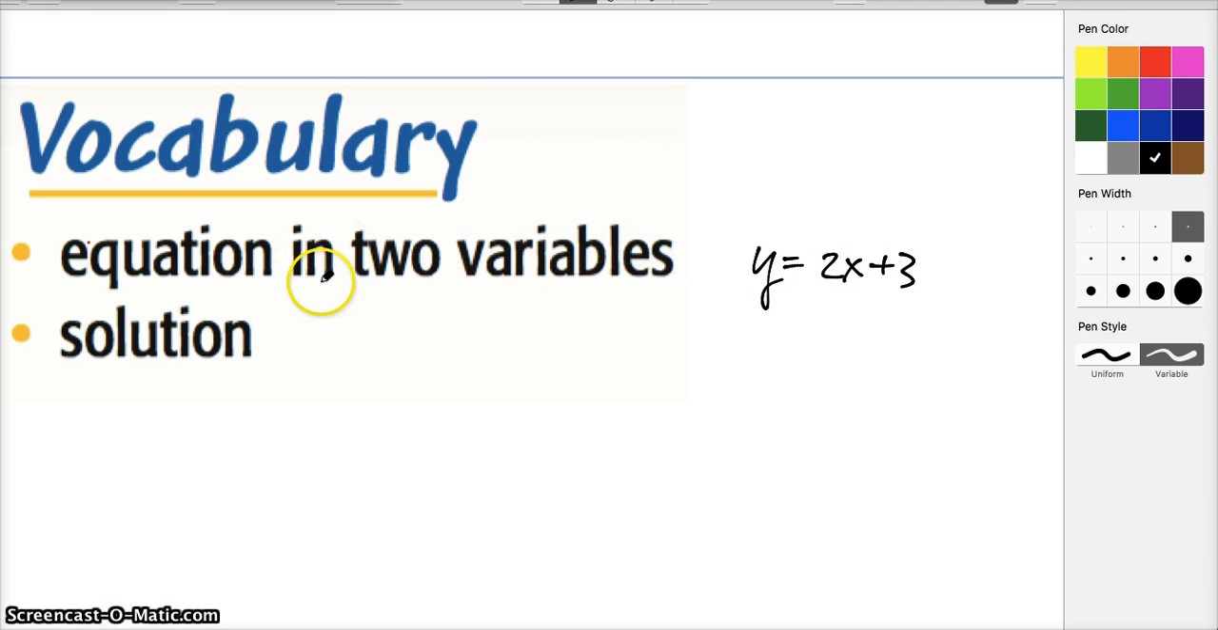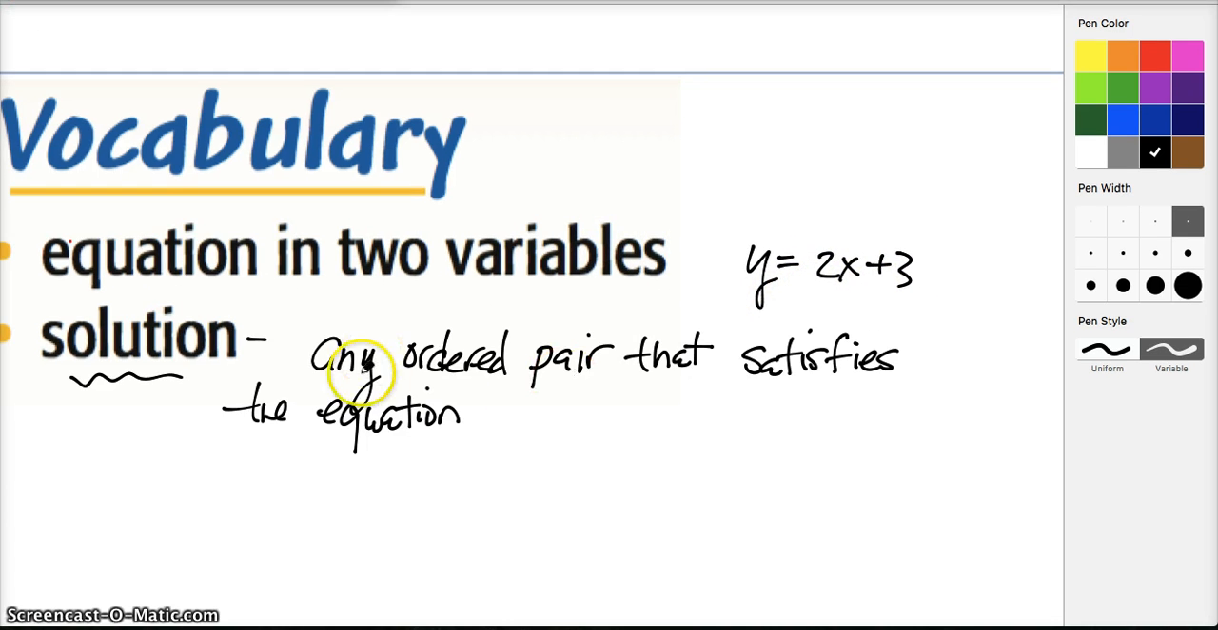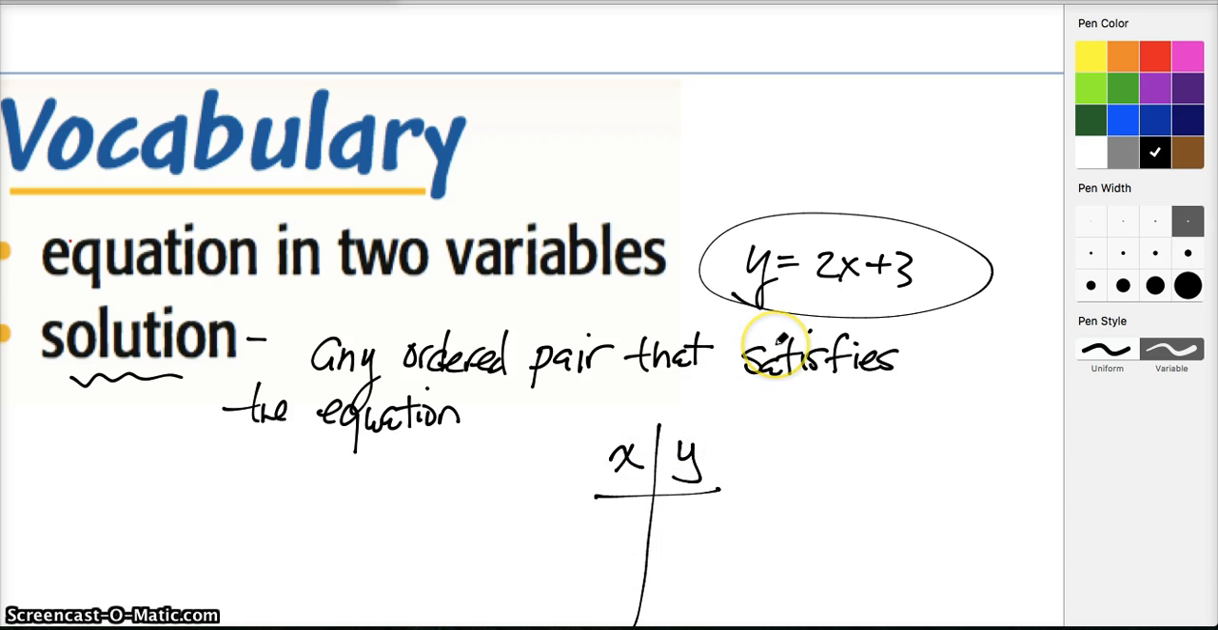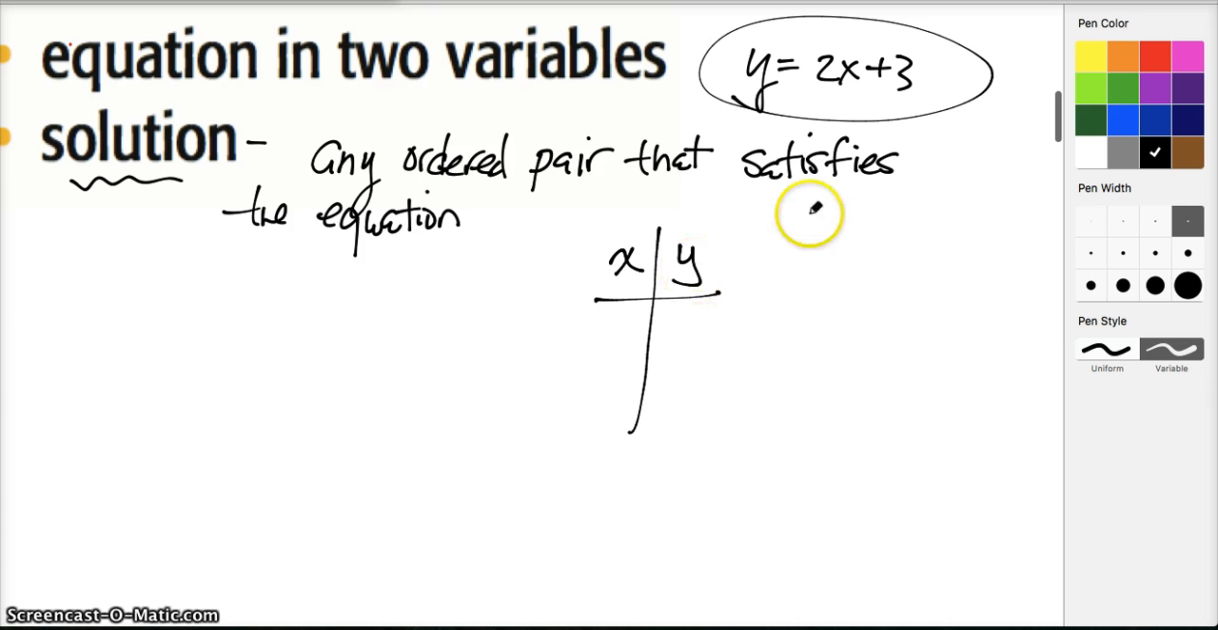Oftentimes we're going to talk about graphs of these kinds of equations. A solution is any, in this case, since we're talking about two variables, any ordered pair that satisfies this equation. So any ordered pair that satisfies this equation is going to be considered a solution, and oftentimes we write our ordered pairs in x, y columns, or we write them as pairs, x comma y.